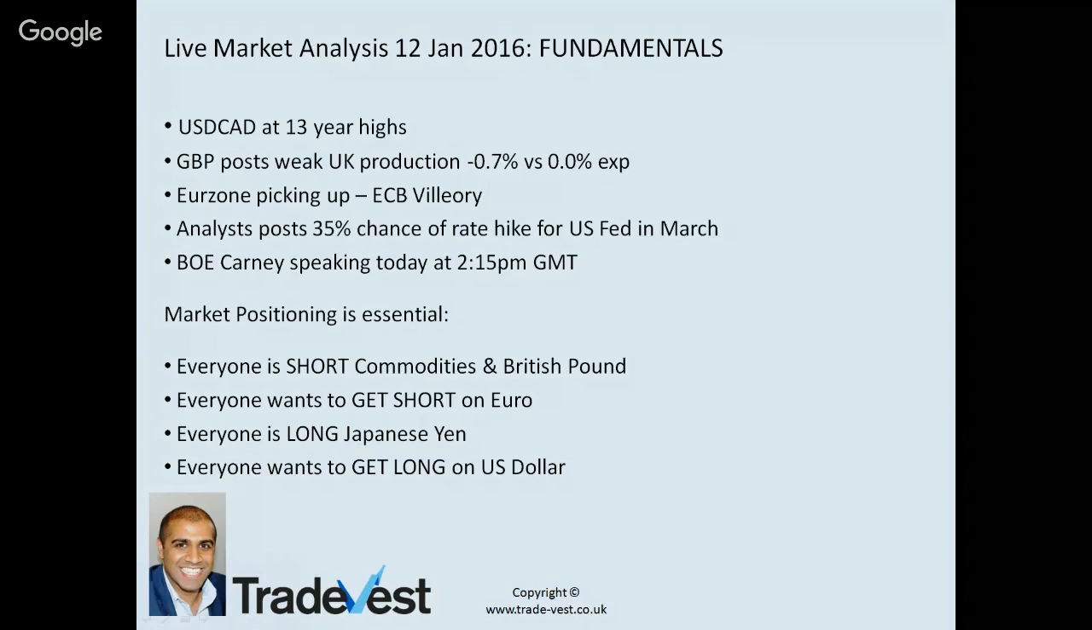The economy is growing. The Fed have done their rate hikes. We've got potential more rate hikes to come in the year. That is where most people want to put their money. However, of course, it's not as simple as just going in and buying the US dollar. It's all about timing, and in order to get the right timing, you've got to understand how the market is positioned in order to get that long or short position on board.